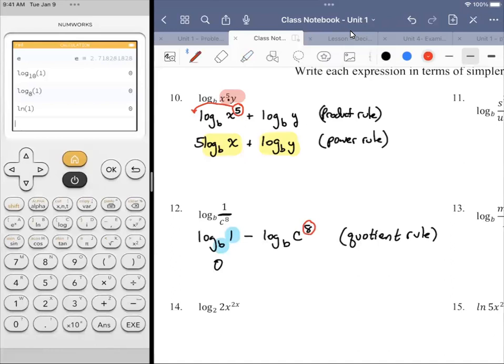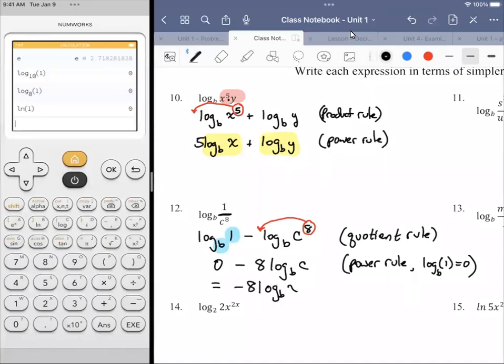Here I can hop the log and get -8 log base b of c. All right. And for this, I would say power rule. And also log of 1 is equal to 0, regardless of what the base is. So then just one last step, not really a step, it's just cleaning it up a little bit. You get -8 log base b of c.